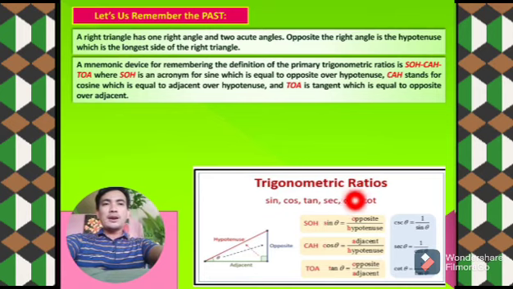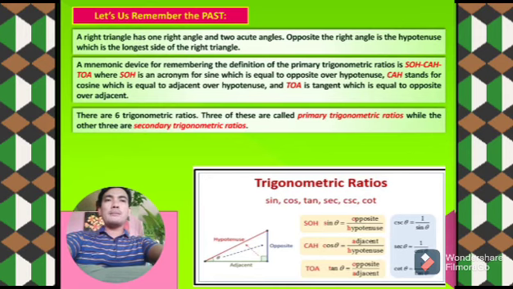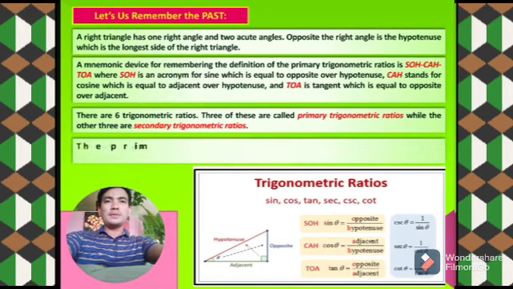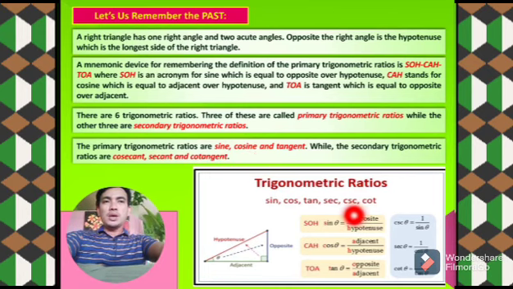We have here the cosecant and cotangent. There are 6 trigonometric ratios. 3 of these are called the primary trigonometric ratios, while the other 3 are secondary trigonometric ratios. The primary trigonometric ratios are the sine, cosine, and tangent, as you can see here below. While the secondary trigonometric ratios, you have here the cosecant, secant, and cotangent.